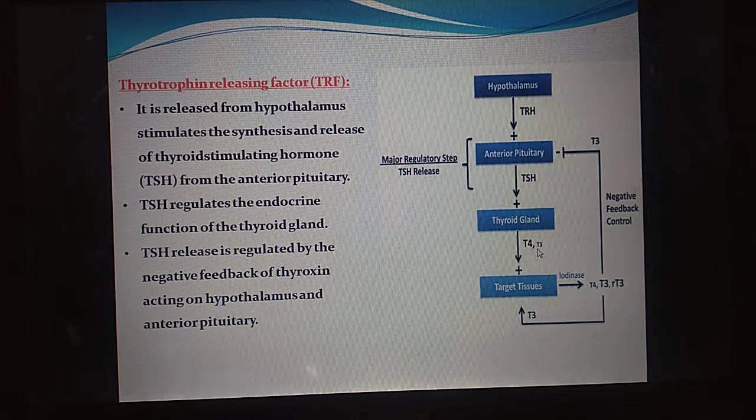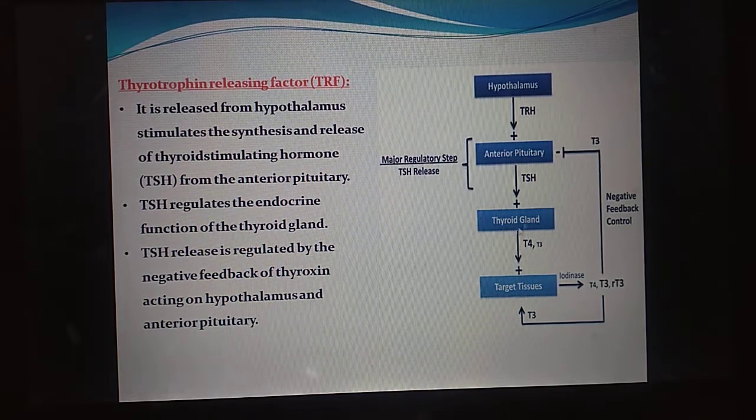Thyroxine, that is T3 and T4, that is triiodothyronine and tetraiodothyronine, that is basically thyroxine, which is very much important for the general growth, development and metabolism of the individual. We can say for the physical, sexual and mental development of an individual. Okay, let's see. Then after that, thyroid stimulating hormone regulates the endocrine function of the thyroid gland. Thyroid stimulating hormone release is regulated by negative feedback of the thyroxine acting on the hypothalamus and anterior pituitary.